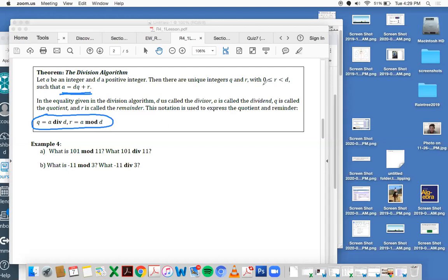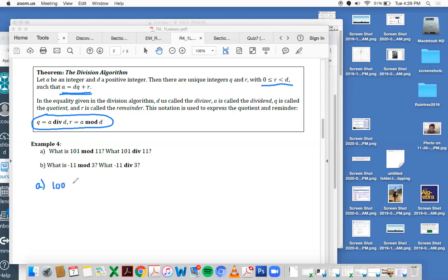An important part to remember is that the remainder is a non-negative number, because you could have zero remainder, and it is less than D, the divisor. Sometimes people make the mistake of making the remainder negative, and that's not allowed. The remainder has to be non-negative. All right, so let's look at example 4. Okay, so we're going to example 4a.